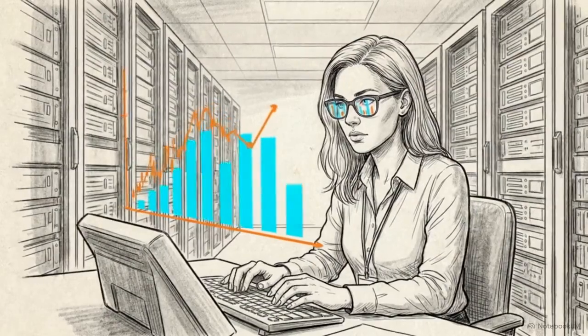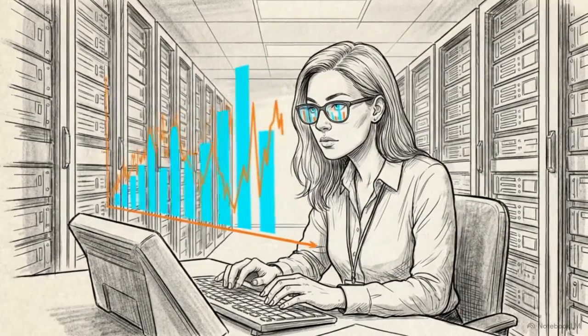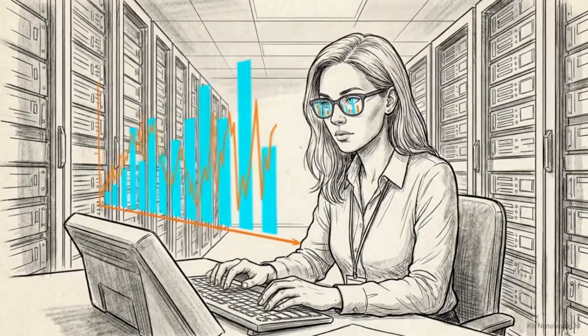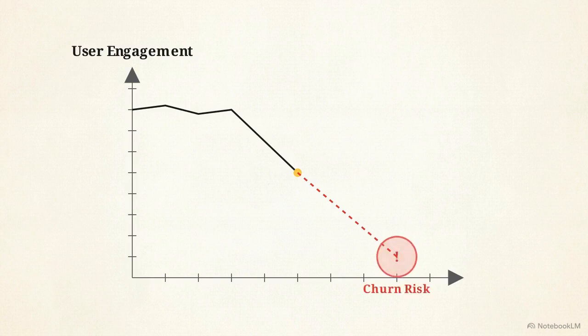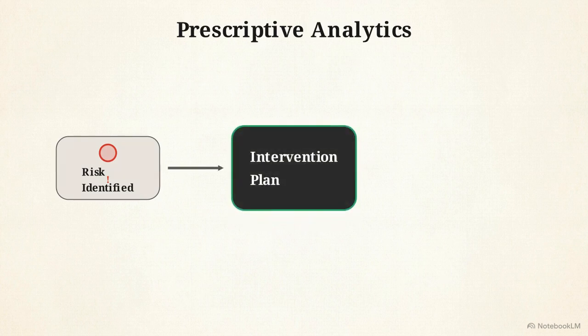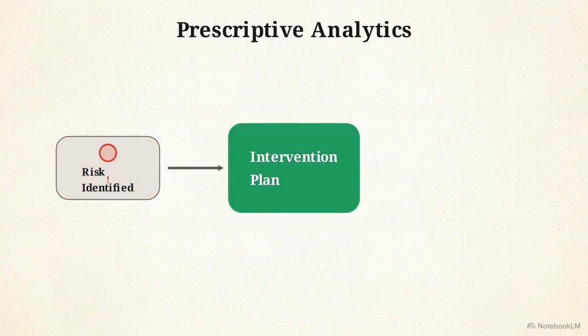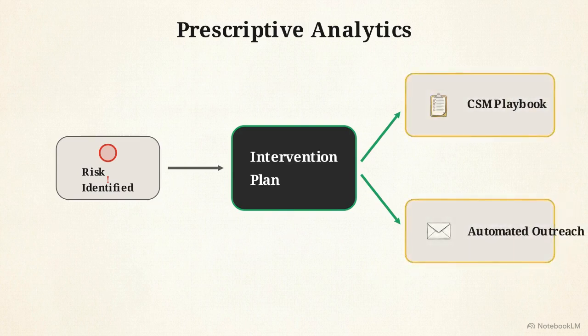Diagnosing past failures is only the baseline. Clean historical data models allow operations teams to leverage predictive analytics. By analyzing patterns in close date changes and user engagement, algorithms can flag pipeline risks and predict churn probabilities before they actually happen. The final stage of this process is prescriptive analytics. Instead of merely identifying an account at risk of churning, the system automatically triggers a specific data-backed intervention plan for the customer success team to execute.